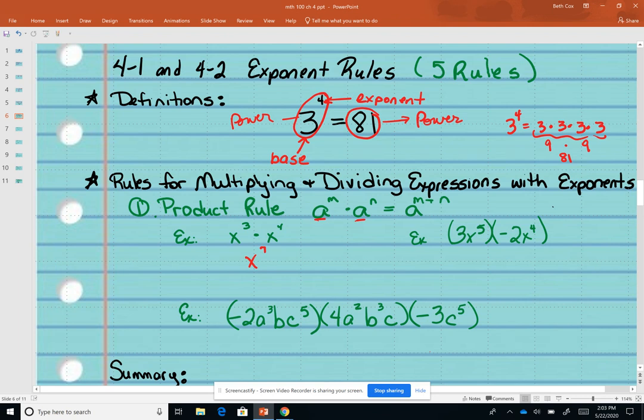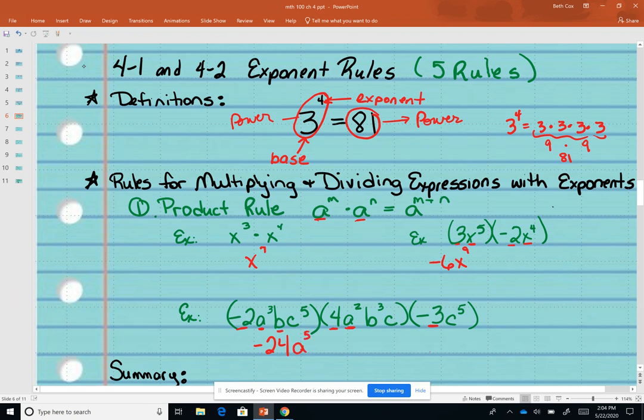And for the second example, I've got numbers, and I've got a 3 times a -2, which is a -6. X to the 5th times x to the 4th is x to the 9th. And then this last example I can do on my numbers, just regular. And so that's going to give me a -2 times 4 is -8. -8 times -3 is -24. And then for the a's, I'll add those, and I'll have a to the 5th.